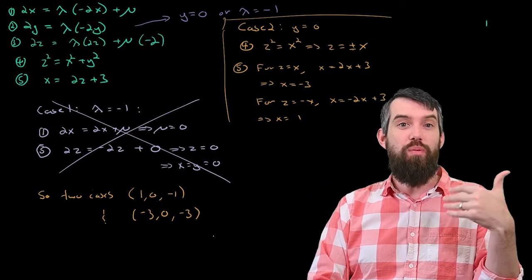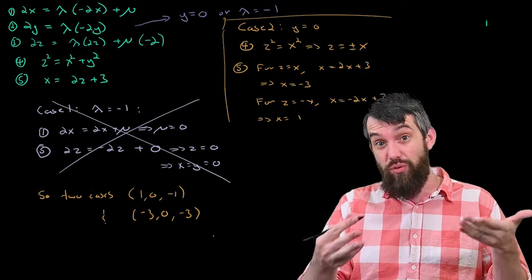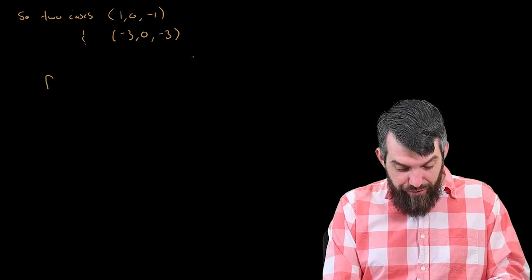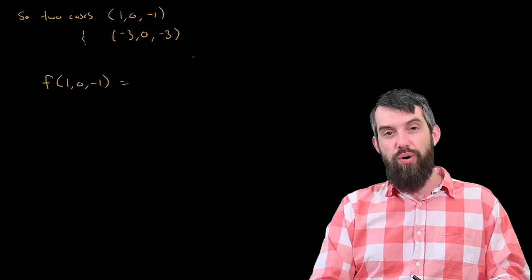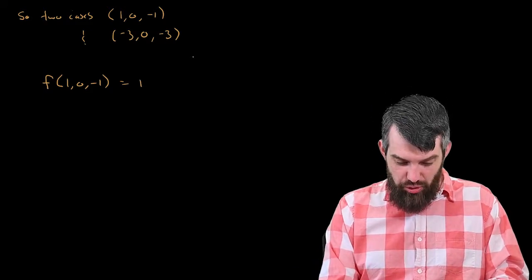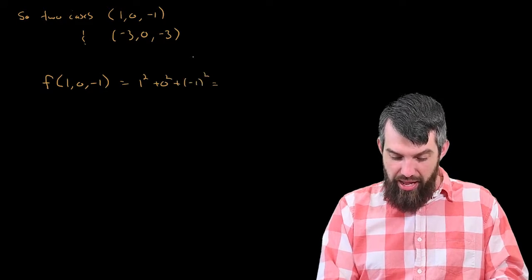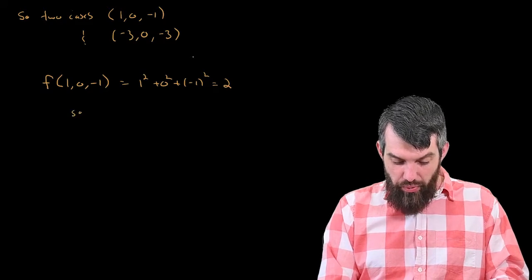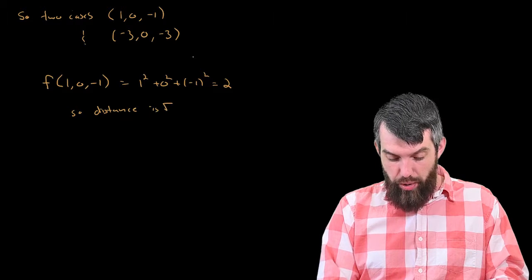Well, extrema can either be maximums or minimums, so I guess I should see which of these is the max and which of these is going to be the minimum. So let's do that first. If I take my function value of 1, 0, minus 1, and recall that my function was going to be the sum of the squares of the components, so this is just 1 squared plus 0 squared plus minus 1 squared, so this is going to be equal to a value of 2. And so the distance, which is the square root of this thing, is the square root of 2.